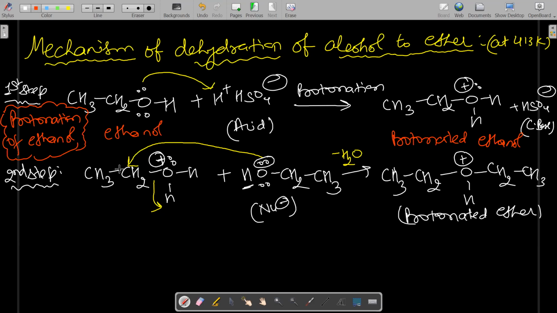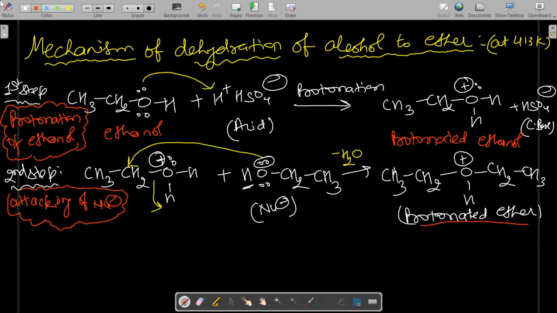Again repeating, what is the name of the second step? Attacking of nucleophile. And what is the nucleophile here? This alcohol itself, attacking the carbon of protonated alcohol. I'm not writing it all out because it will be too long. So the second step is the attacking of nucleophile to the protonated ethanol carbon, and there is a formation of protonated ether.